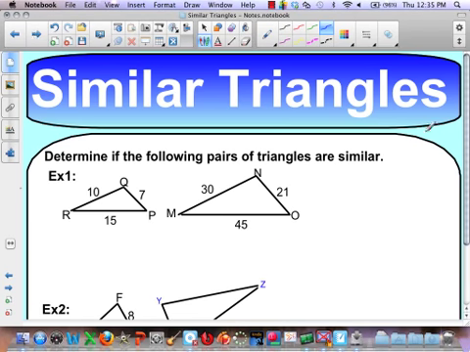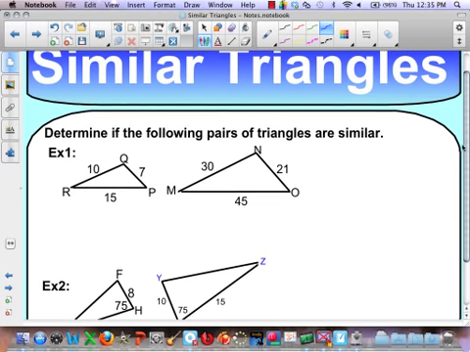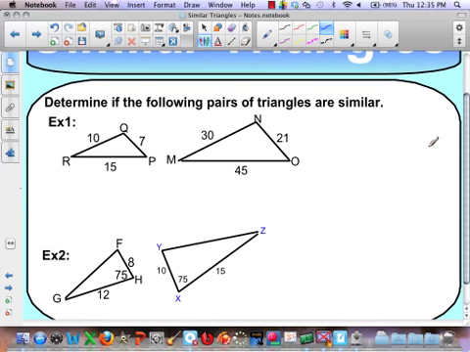All right, so let's take a look at example 1. Are they similar? No. So take a look at this. No, we're not really solving anything yet. Are they similar? No. Why? Okay, so Victoria, you said yes.